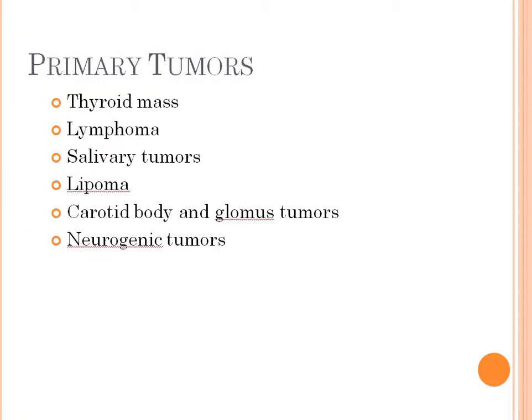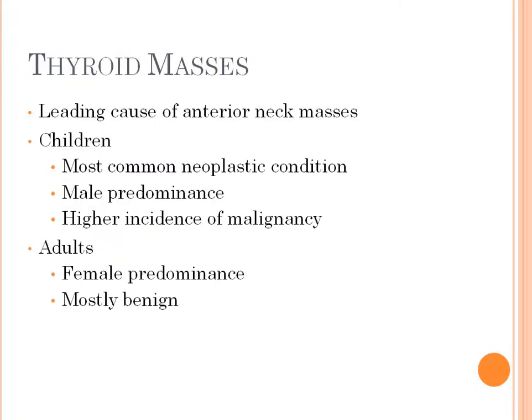The primary tumors: thyroid mass, lymphoma, salivary tumors, lipoma, carotid body and glomus tumors, and neurogenic tumors. Well, thyroid masses are the leading cause of anterior neck masses. In children, the most common is the neoplastic condition, with male predominance and higher incidence of malignancy. In adults, female predominance, mostly benign.